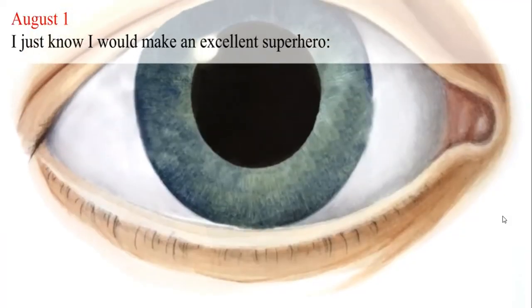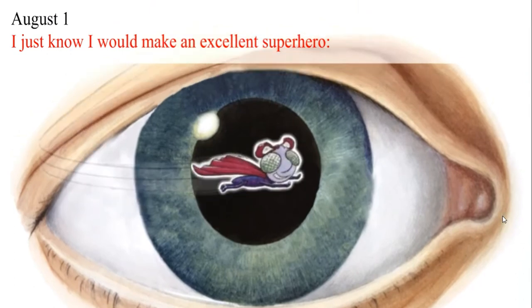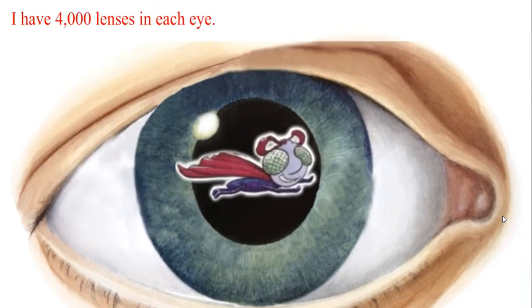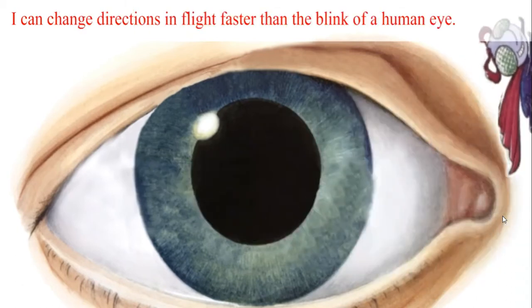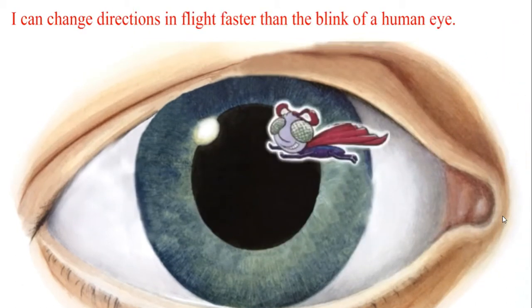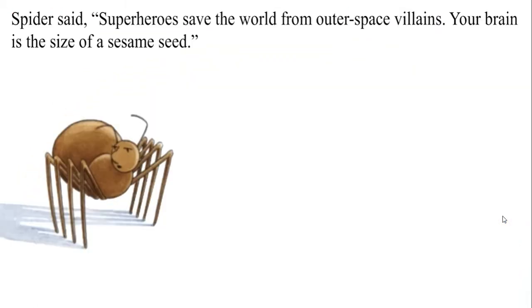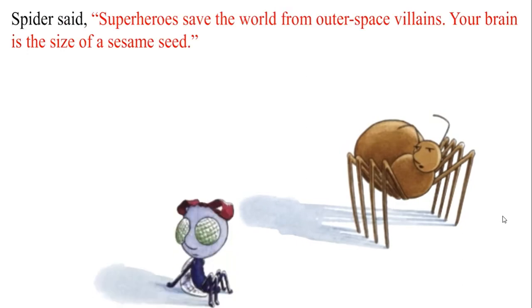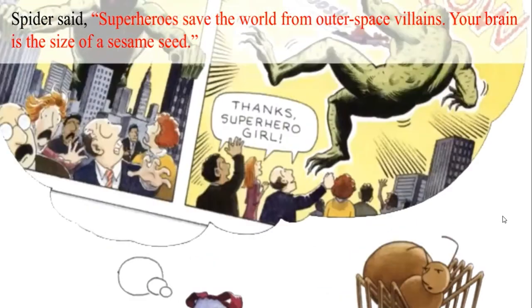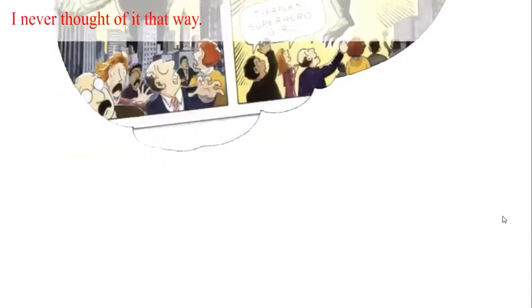August 1st. I just knew I would make an excellent superhero. I have 4,000 lenses in each eye. I can walk on walls. I can change directions in flight faster than the blink of a human eye. Spider said, superheroes save the world from outer space villains. Your brain is the size of a sesame seed. I never thought of it that way.